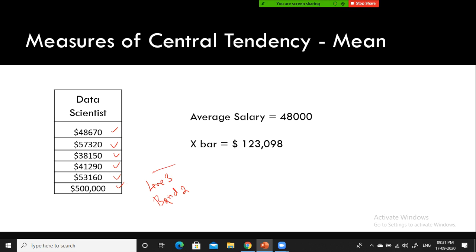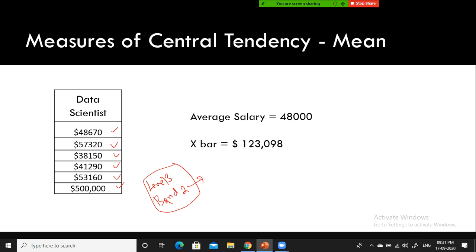In every organization, when an employee joins the company, they will put him in a specific band. Within that band, you have some levels. Okay, let's assume that all these salaries are related to 6 guys. 6 guys' salaries are listed out here, and all these 6 data scientists fall under level 3 band 2.